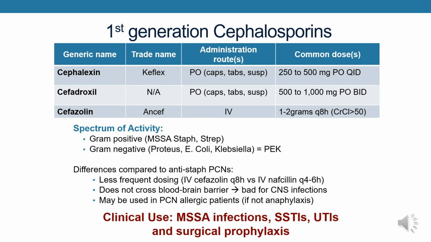There are some differences compared to the anti-staphylococcal penicillins. It's less frequent dosing, which is an advantage, and one of the reasons why cefazolin is used a lot more often. It does not cross the blood-brain barrier as well, so if you suspect CNS infections like meningitis, it's usually preferred to use nafcillin or oxacillin. It may be used in penicillin allergic patients as long as it's not anaphylaxis. And it's most clinically seen in MSSA infections, skin infections, UTIs, and surgical prophylaxis.